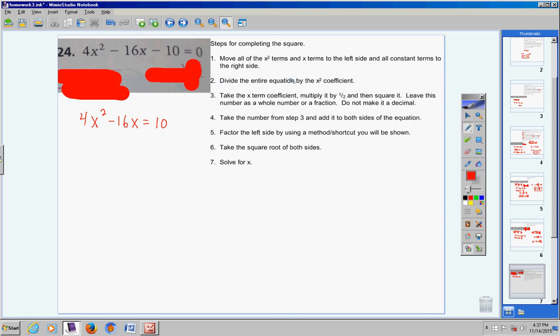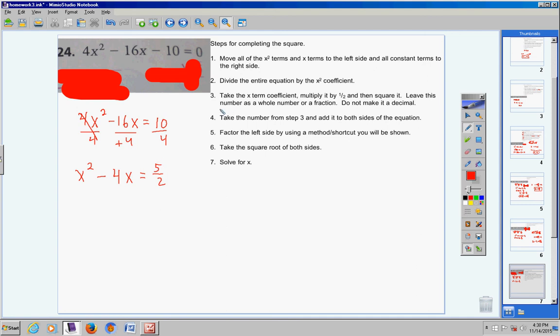Step 2, divide by the x squared coefficient. Well, here's my x squared term. The coefficient's 4. So divide everything by 4. These cancel, leaving you with x squared. A negative over a positive is negative. 16x divided by 4 would be 4x. 10 divided by 4 would be 5/2. No decimals. Okay, guys? Keep everything whole numbers or fractions.